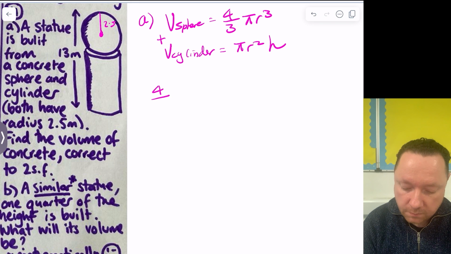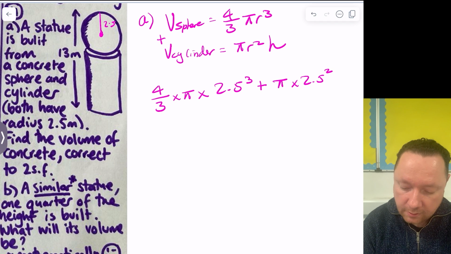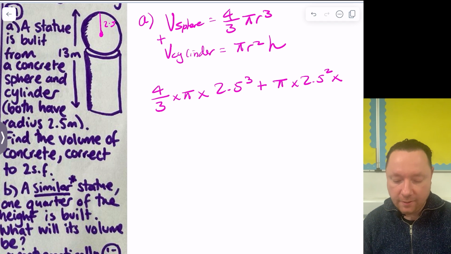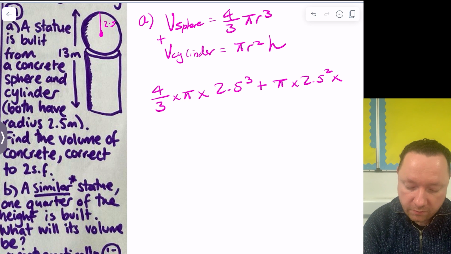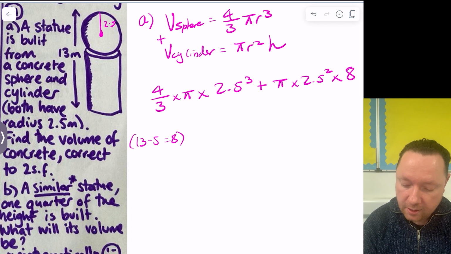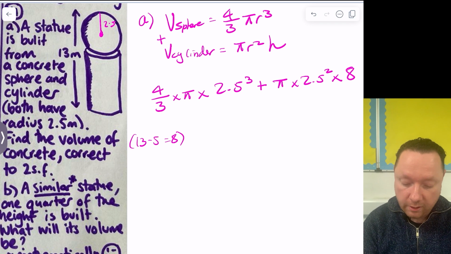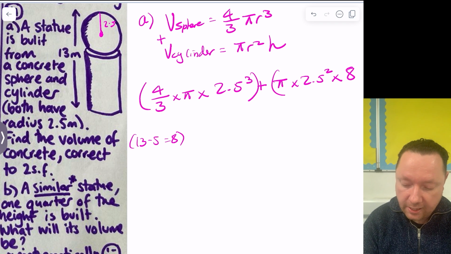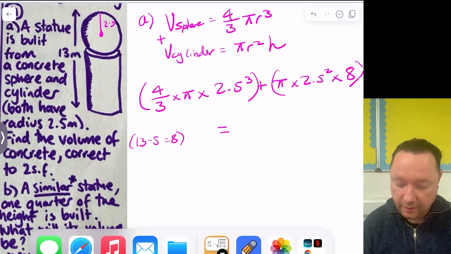So I've got 4/3 times pi times 2.5 cubed plus pi times 2.5 squared times, now the height is not 13, don't be fooled. It's 13 all the way up. So the height of the cylinder is 13 minus 5. So I do 13 minus 5 at the side. That's equal to 8. So the height is 8. Now you can either do these sums separately, or if you're good with a calculator, brackets plus brackets. As long as you've written it all down, it saves you some time.